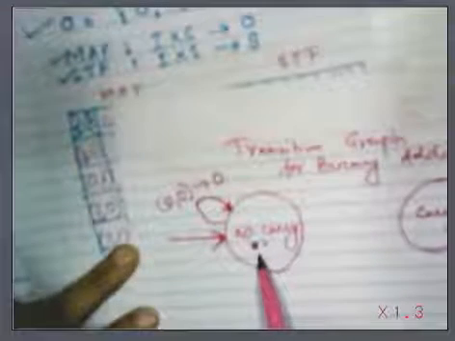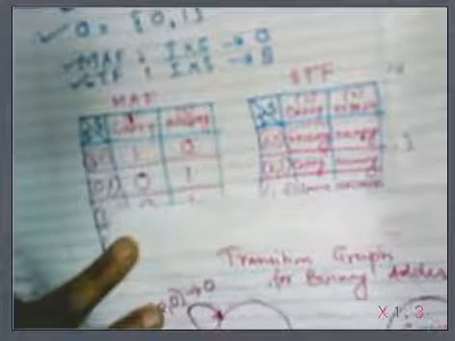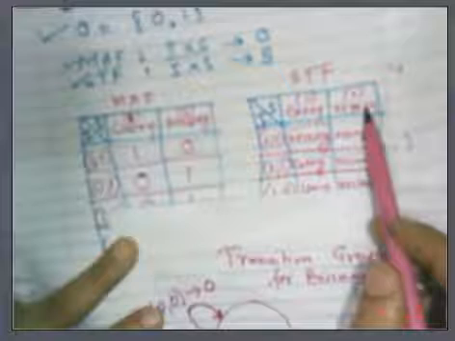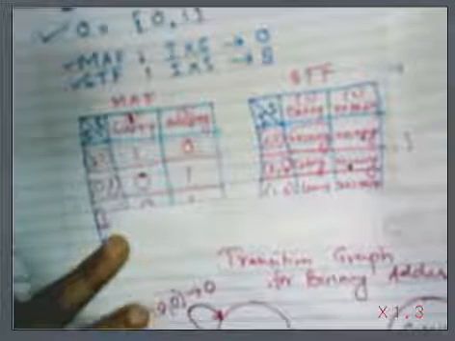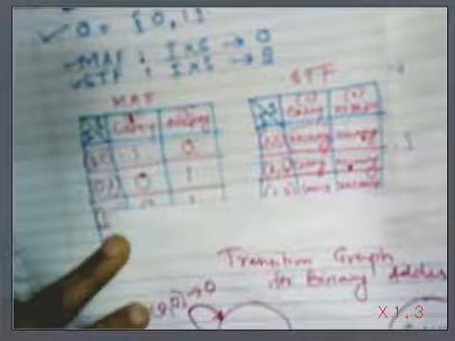Similarly, you are in a no carry state and you are giving input as 0, 1. Then what will happen? You are currently in no carry state, and if you are giving 0, 1 as input, it is going to remain in no carry state. So again there will be a self loop for the combination 0, 1. It is remaining in a no carry state. But what output it will generate, that I need to verify from this table. So when input is 0, 1 and current state is no carry, it is producing output as 1.